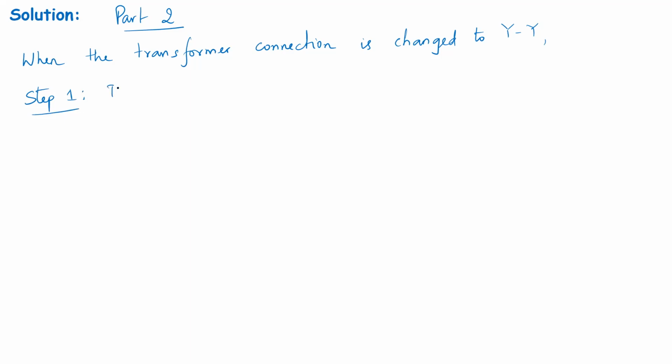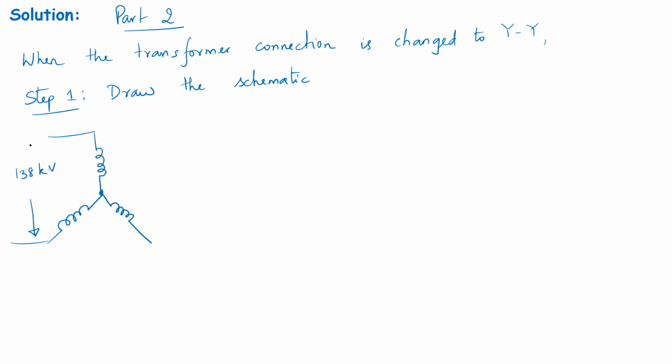schematic. So the schematic will be something like this. We have a high voltage side which is already Y connected, and this voltage level is 138 kilovolts line to line. Always the value specified in the problem is line to line for a three-phase system. If it is a single phase transformer, then there is no concept of line to line. It is only phase to neutral that will be accessible. And then the secondary side is also Y connected as per the new problem statement.